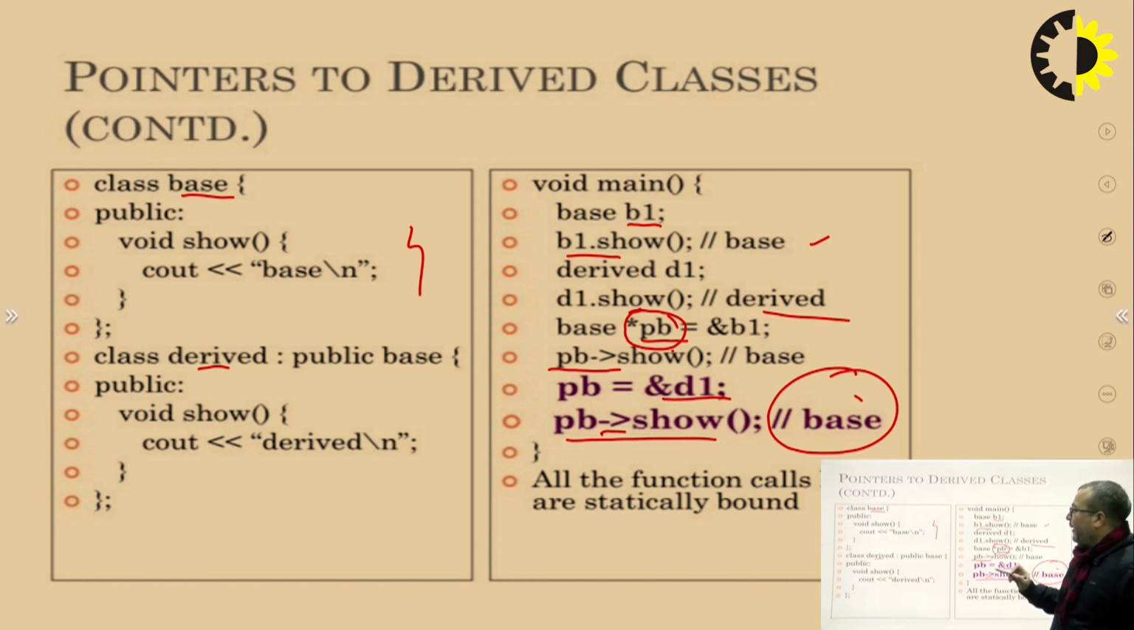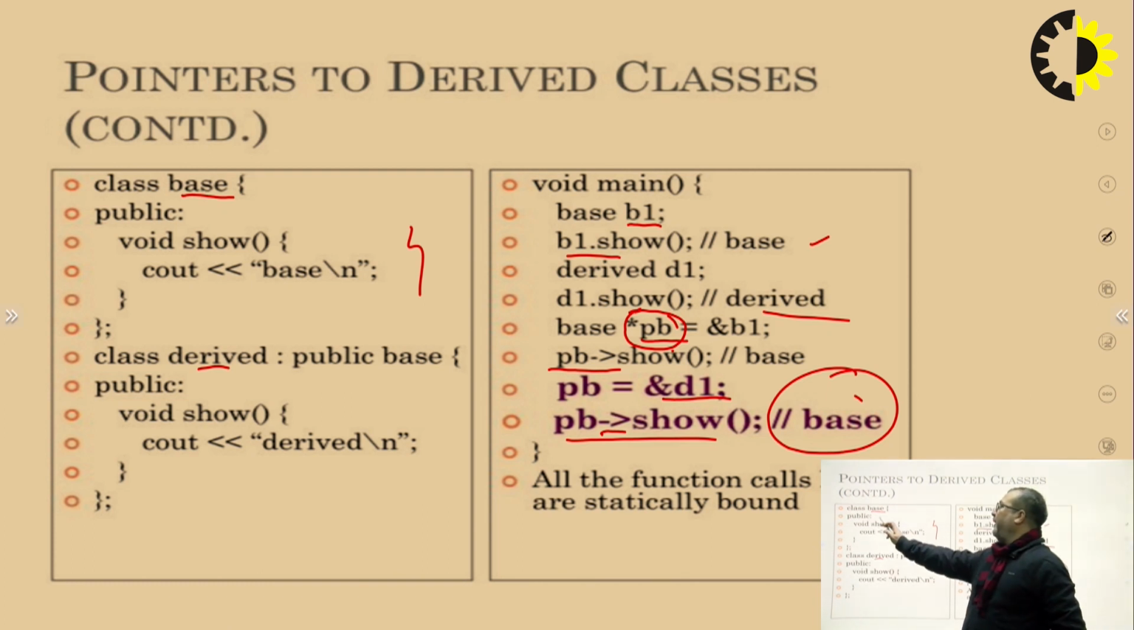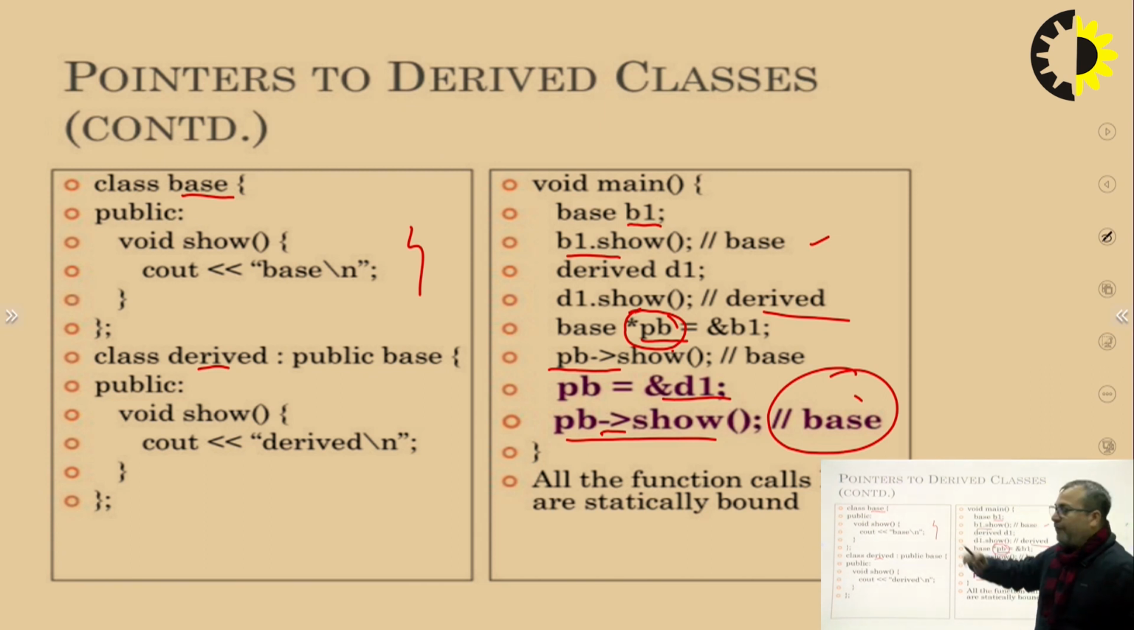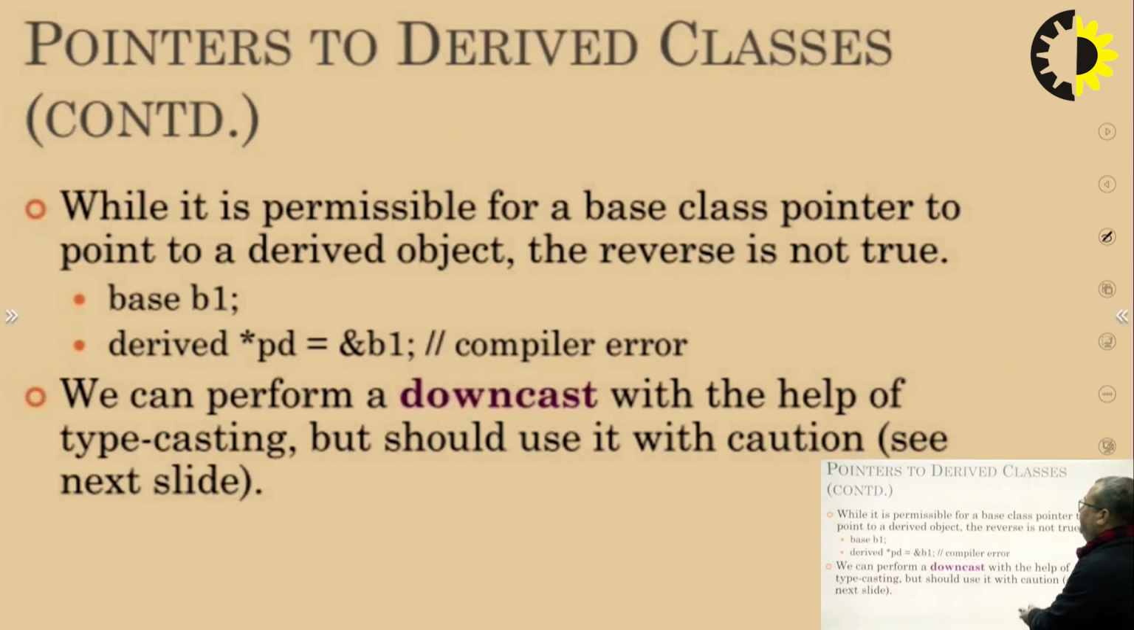But if you want the derived class function to be invoked, then this is only possible if you make this function a virtual function. If you make this function virtual, then and only then will the subclass function be invoked. So you would need to write virtual void show here. Otherwise, this is early binding or static binding, so this will always show the base class.